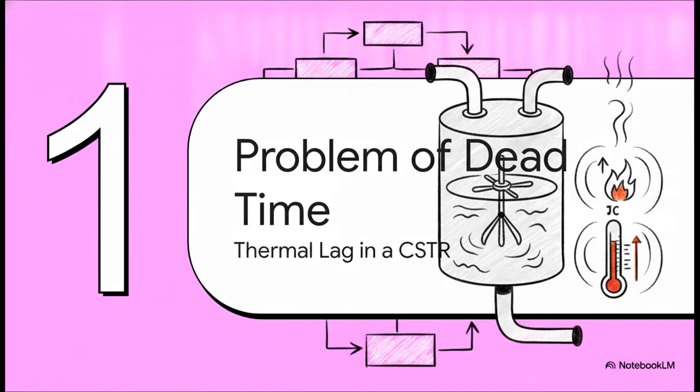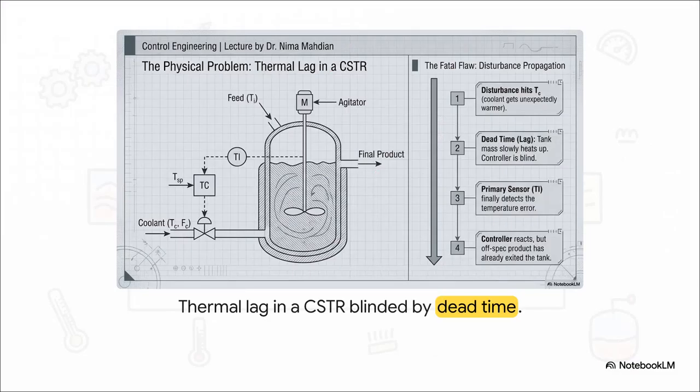All right, part one, the problem of dead time, specifically looking at thermal lag in a continuously stirred tank reactor. Picture this physical setup in your mind. We've got a massive tank trying to maintain a very specific final product temperature. The primary controller is monitoring the bulk temperature and adjusting the coolant valve at the bottom.